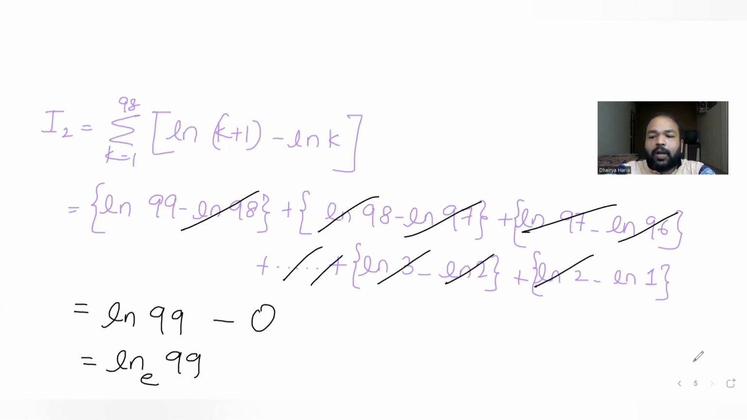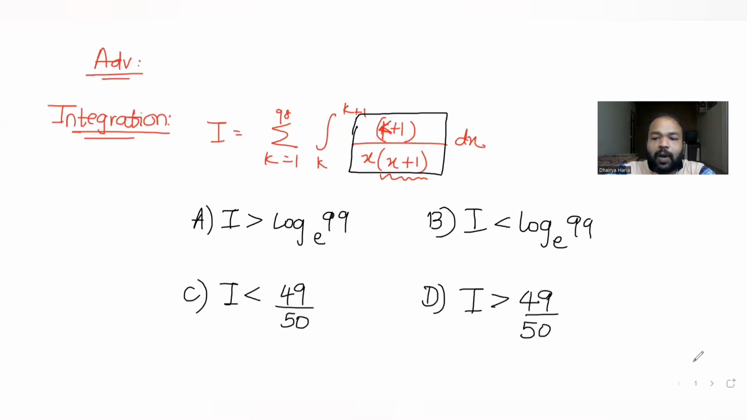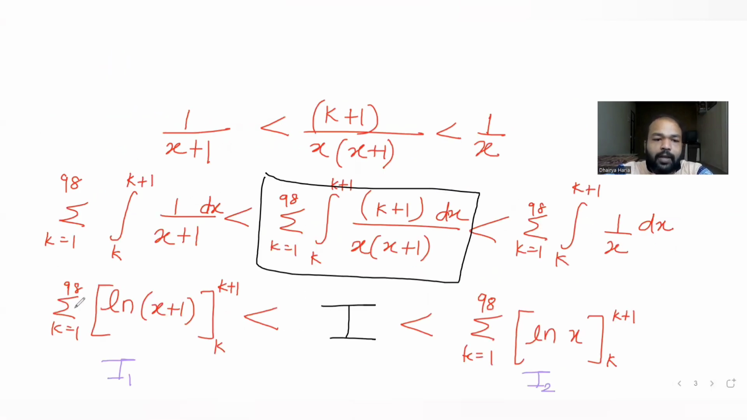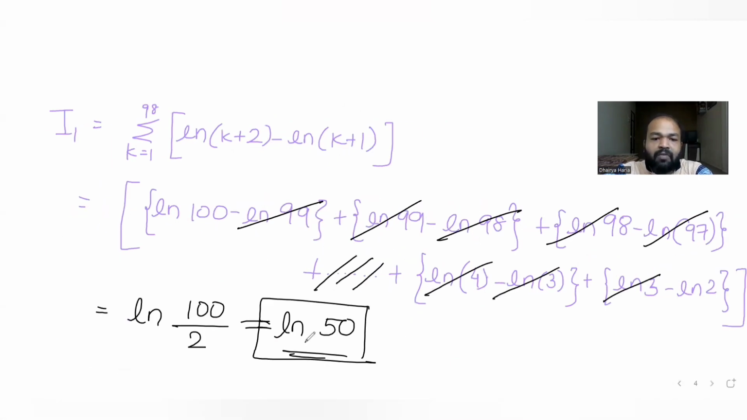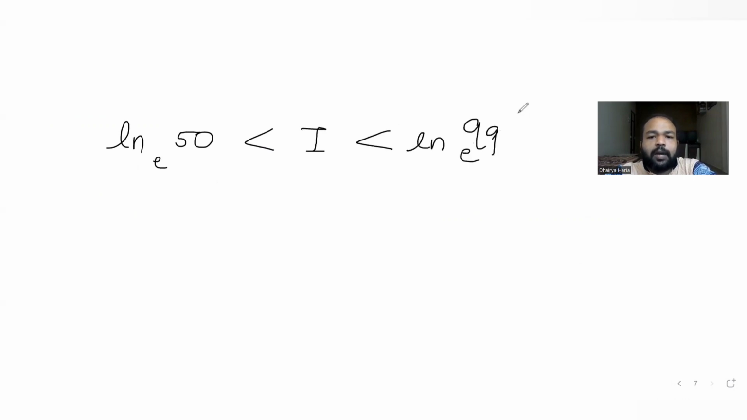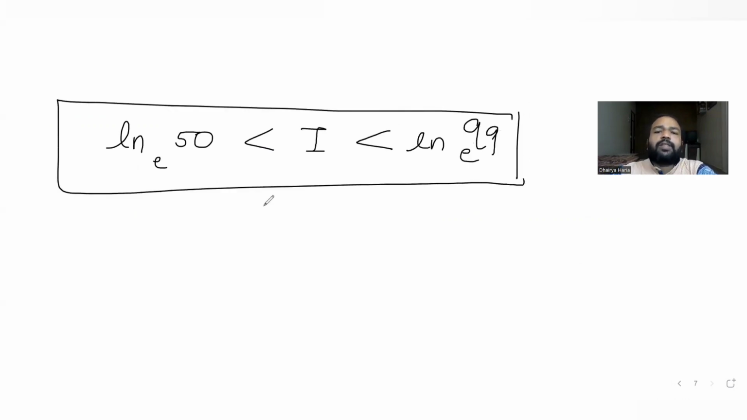so we get I2 and I1 now. Once we get I2 and I1, if I put that in this inequality which we had got already, we got I1's value. I1 we got as natural log of 50 to the base e. So I get log of 50 to the base e less than I less than log 99. So with this, I understand I is definitely lesser than log 99 to the base e.